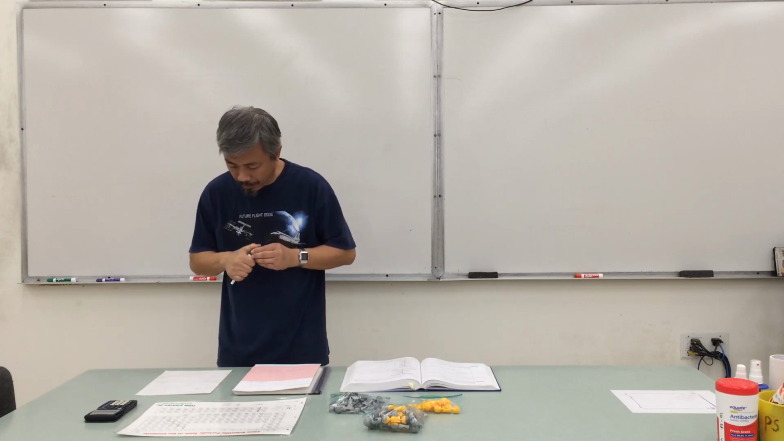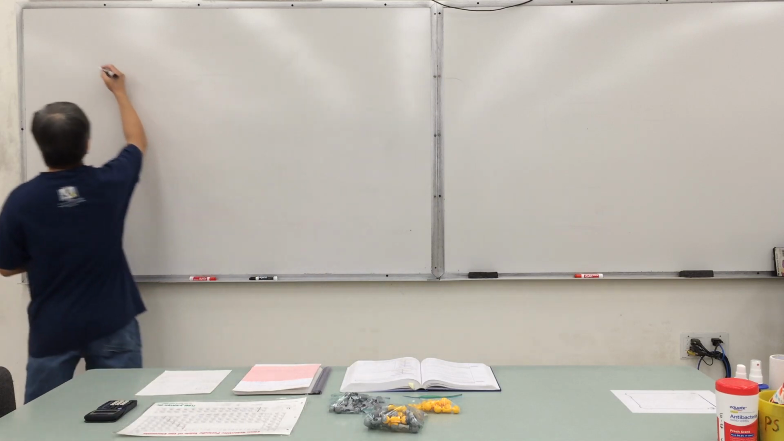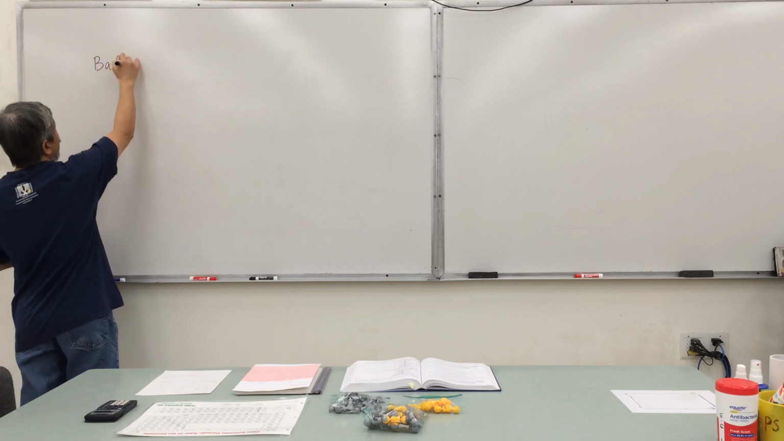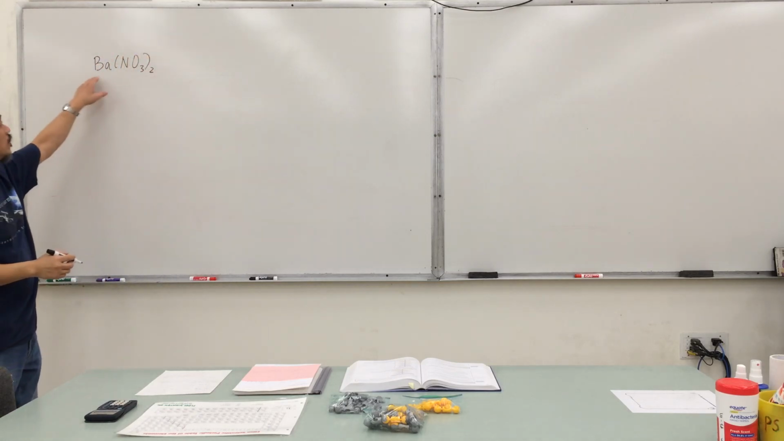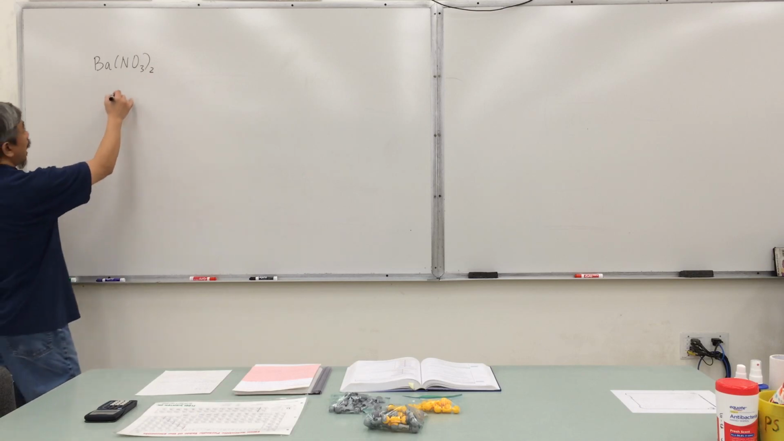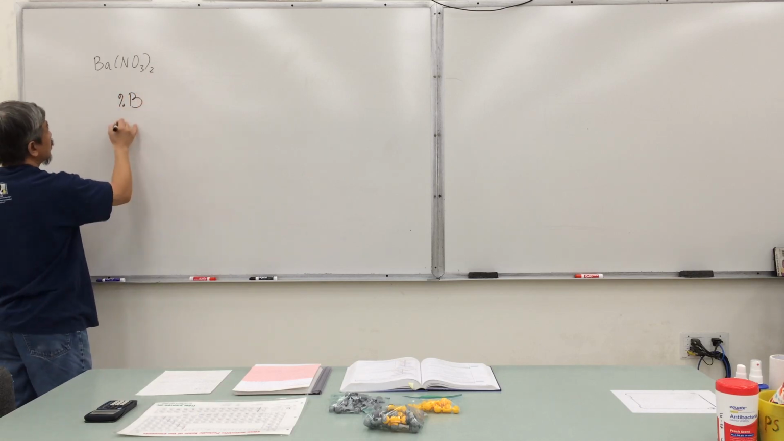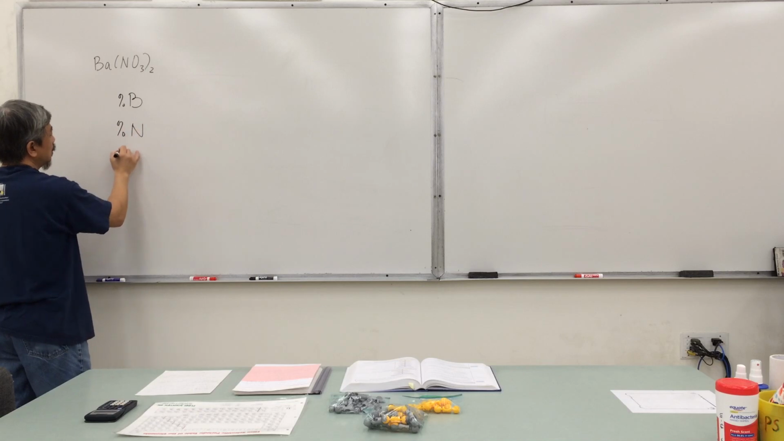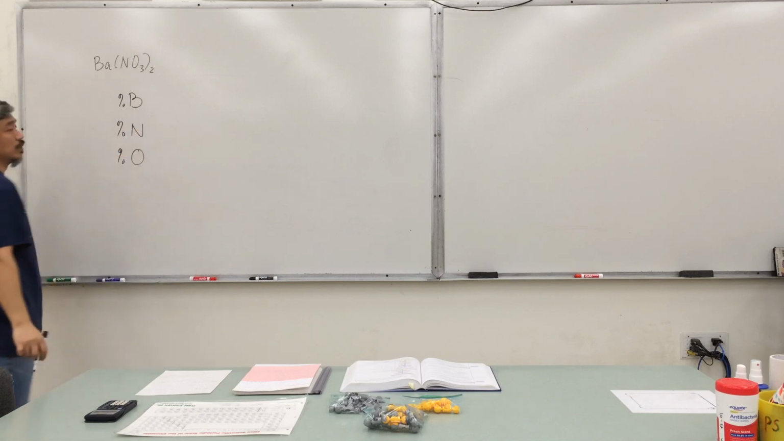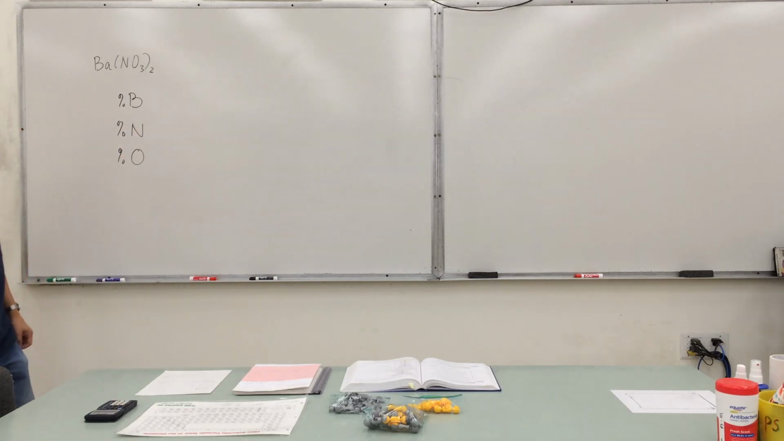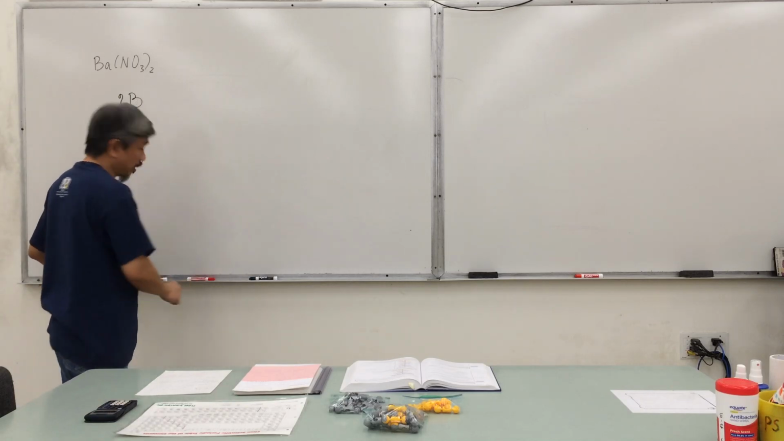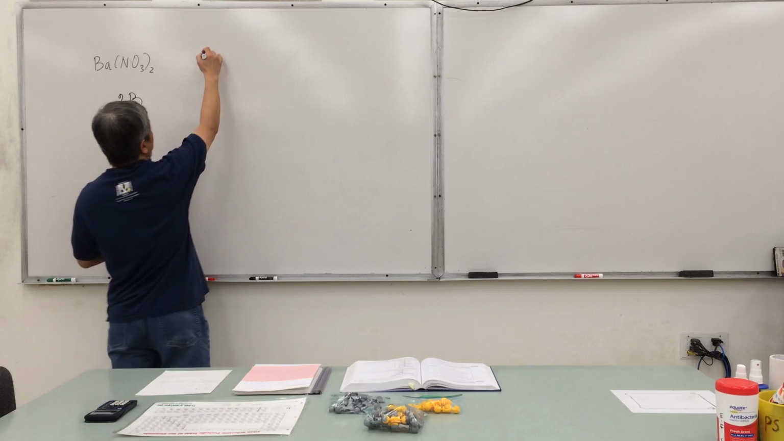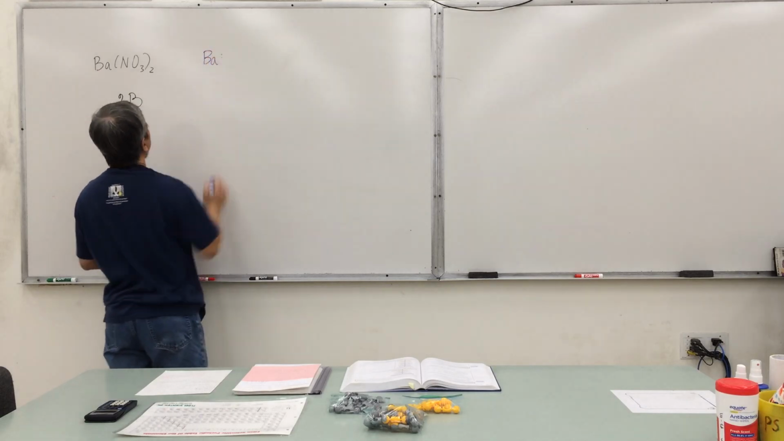Let's go back to that barium nitrate that we had before. So we have barium nitrate, and I want to find out the mass percentage of each of these 3 contributions. So in other words, I want to find out the percentage of barium, percentage of nitrogen, percentage of oxygen for each of these substances. So to do that, I start off with breaking them up into the individual elements. I know that I have barium over here.